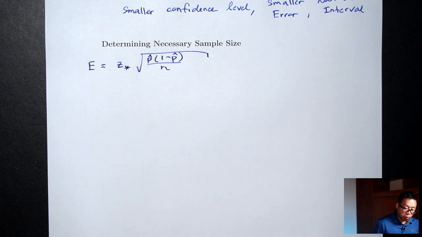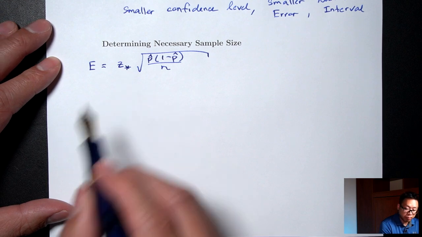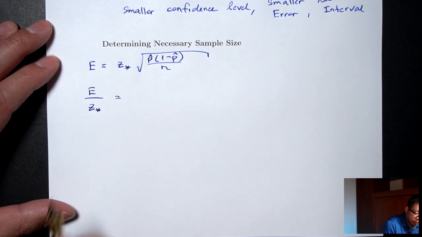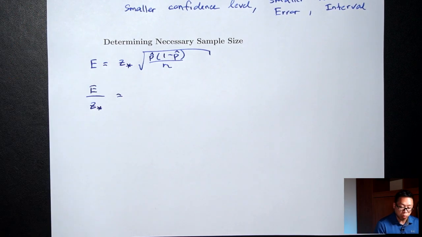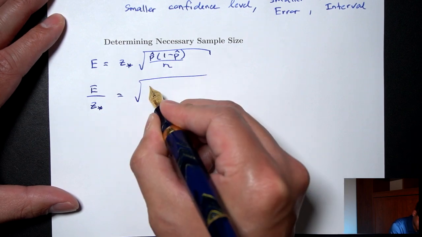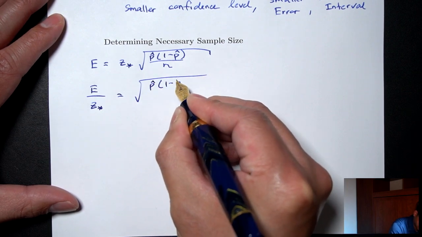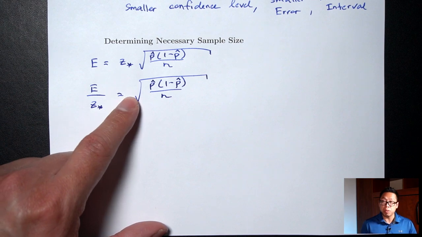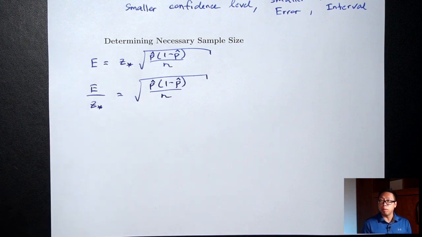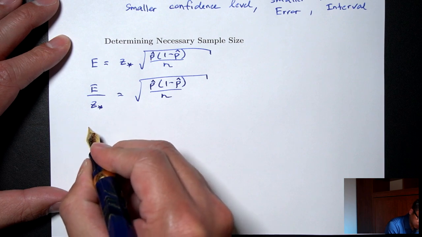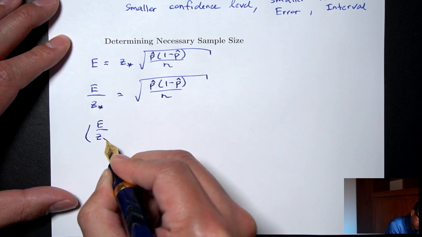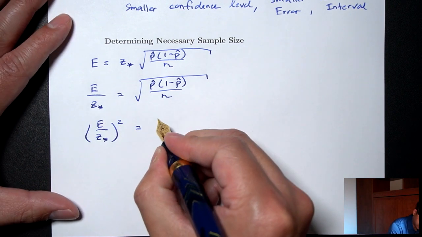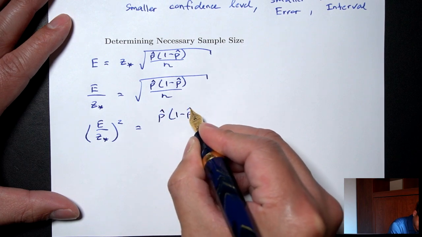To get the n by itself, the first thing I'm going to do is divide both sides by z star. So I'll get e over z star. On the right side, when I divide by z star, the z star is going to go away, and I'll just have the big square root. Next thing, to get the n by itself, is to get rid of the square root. To get rid of a square root, we're going to square both sides. So squaring both sides, the left side is going to be e over z star squared. On the right side, when I square it, the square root is going to go away, so I'll have p hat, 1 minus p hat over n.